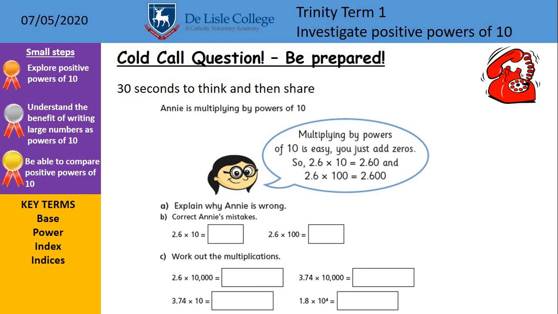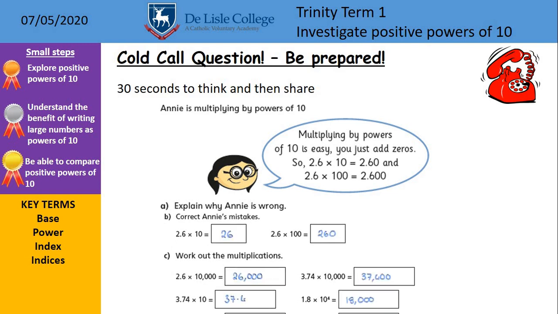Okay, so hopefully you've had a good go at that. And what Annie is doing incorrectly there is it's not just a case of adding zeros. We want to be talking more about place value. It's moving that decimal point. So 2.6 times 10, as we're multiplying by 10, that shows that we're going to shift the decimal point 1 place to the right. And then 2.6 times 100, it's 2 places to the right, giving us 26 and then 260. So the remaining answers are appearing in there. And again, if you can just mark that worksheet for me.